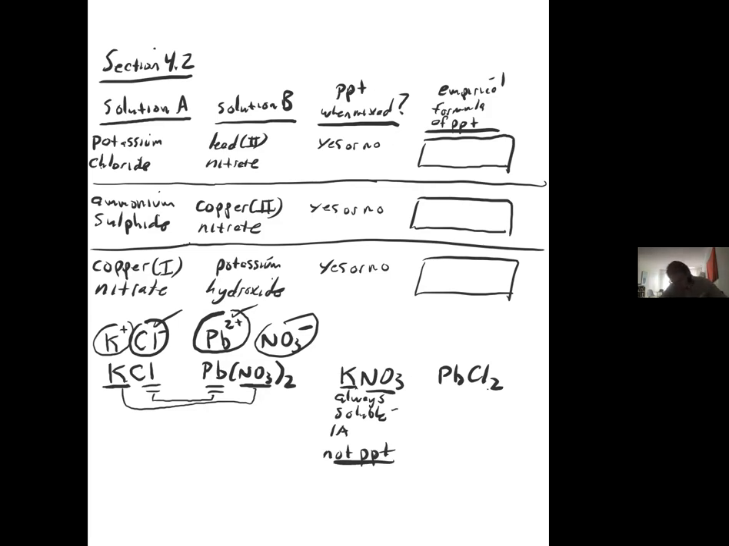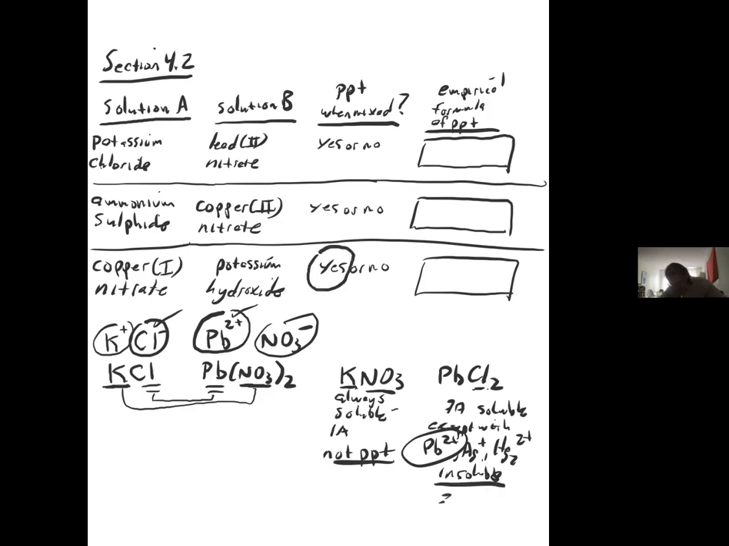What about the PbCl2? Well, we had the rule that chlorides are generally the 7A, so usually soluble, except with Pb plus 2, Ag plus, and Hg2, 2 plus. There's your exception, which means it's insoluble. So the answer is yes. We have something that's insoluble, which means it's a precipitate. So what's the formula? PbCl2. Okay. I wrote it in the wrong place, sorry.